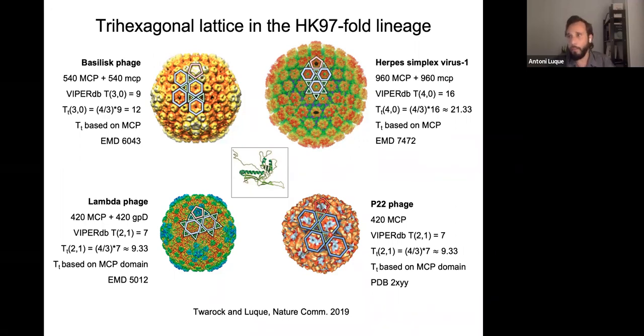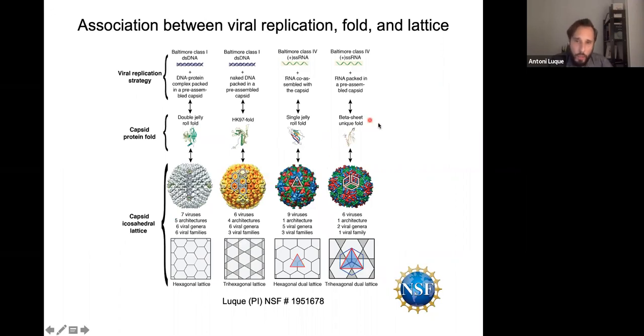So where we're going now, and this is to conclude, with the NSF funding we recently got, our hypothesis is that there is a direct relationship between the capsid protein fold, the lattice that the virus is using for the capsid, and the strategy that the virus is using to encapsulate the genome. So for example, we were just talking about this: the HK97 fold seems to have a preference for the trihexagonal lattice, and it forms double-stranded DNA. The genome is part of what is called the Baltimore class 1.